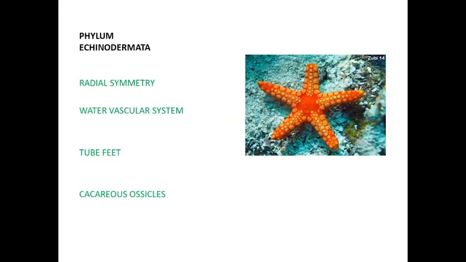Okay. The next one is called Echinodermata. The best example is the starfish. It is free living and also occurs in the marine environment. It is radially symmetrical. Radial symmetry means that if you cut it along any plane through the center, it gives equal parts. Radius, this one, this one, this one. That is called radial symmetry.